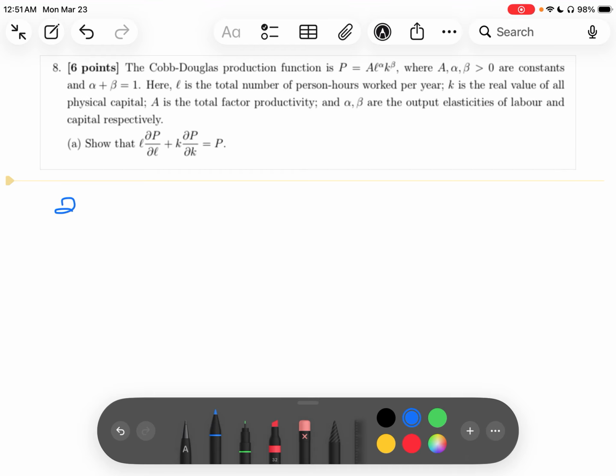Okay, so partial derivative of P with respect to L, this is equal to, remember that A, alpha, and beta are constants. And since we're taking the derivative with respect to L, treat everything else like a constant. So treat K like a constant. So we have alpha, I'm going to bring the alpha down, and then we have A, L to the alpha minus 1, K to the beta. And so this is just using the power rule for derivatives.